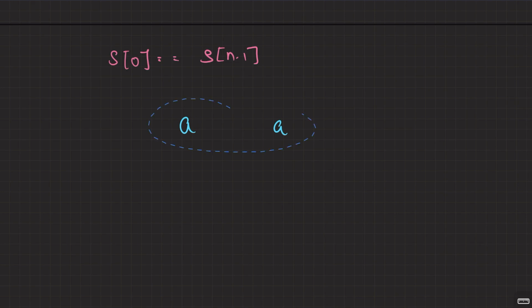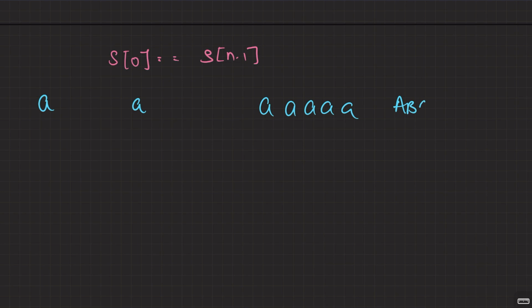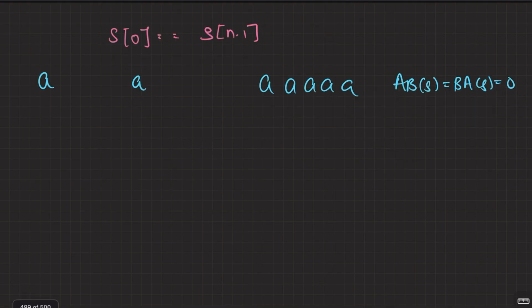So what can be the simplest kind of string that starts with A and ends with A? The simplest kind can be all A's. If you have all A's, then the number of ABs, AB of S, equals BA of S, which is simply 0. So this can be easily proved. Another possible string can be something like ABA. So here 1 AB and 1 BA. Fine. Now observe one thing here, very important. You have something like this: ABBBA.